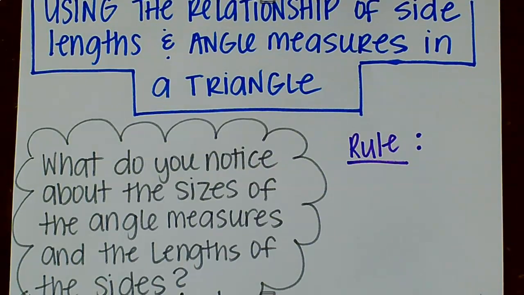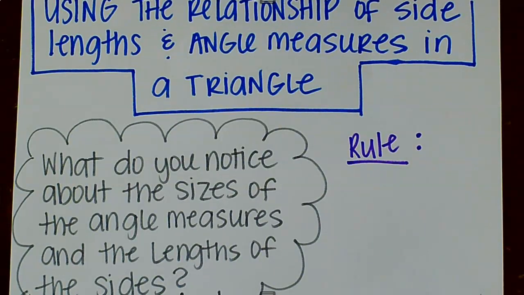Hey everyone, so it's week 3. We are still focusing on triangles, but today we're going to focus on the side lengths and the angle measures in a triangle and how they're related to one another. So as we move through 3 examples, I want you to focus on this question. What do you notice about the sizes of the angle measures and the lengths of the sides?